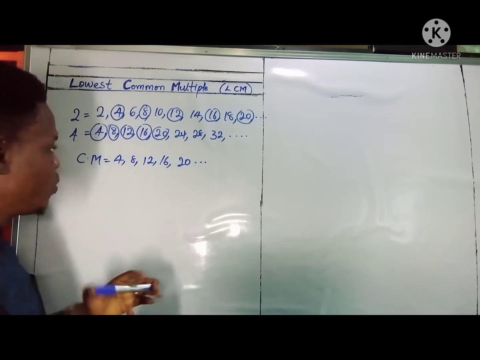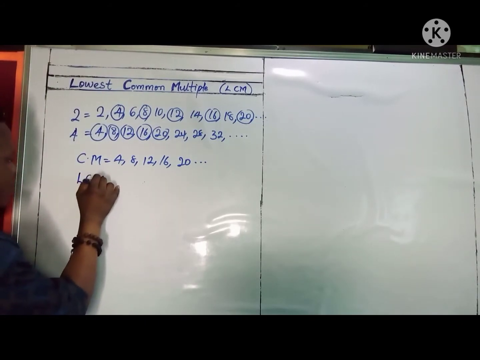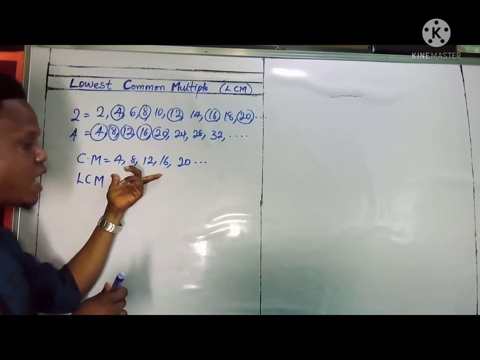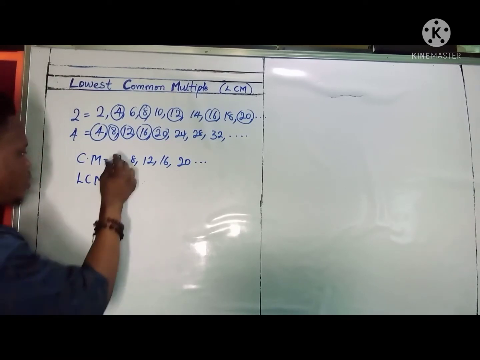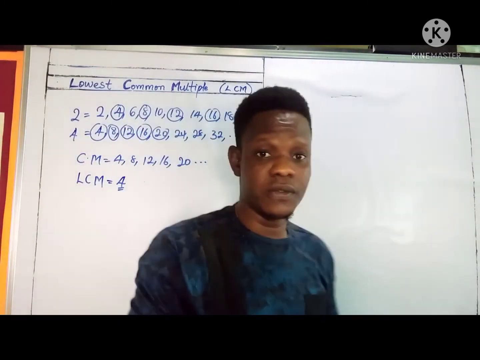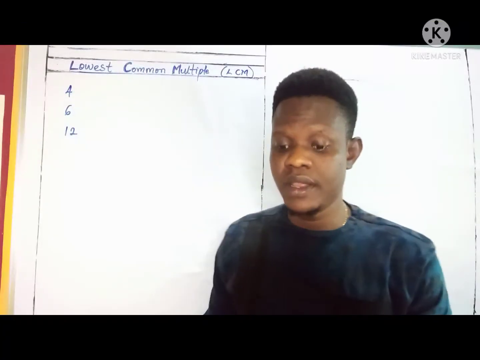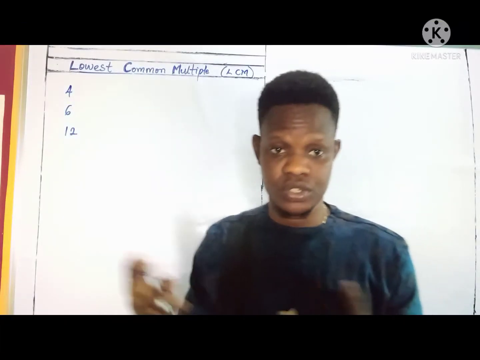Now we can go ahead and find our LCM, that is the lowest among the common multiples. So the lowest will be 4. Okay, so that is how to find our LCM.